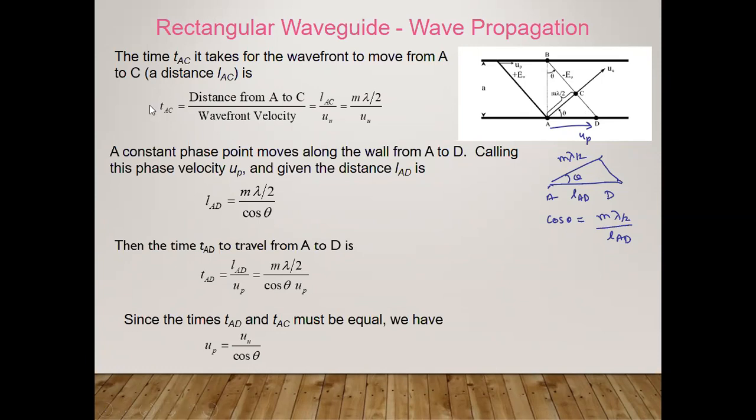In this way, you can find the time, that is the distance, and the velocity of the wave, that is the distance from A to C. You can find the velocity of the wave front, that is u, as mentioned, and this is m lambda by 2. In this way, you can find the length also. You can find that length of the distance, that is m lambda by 2 cos theta.